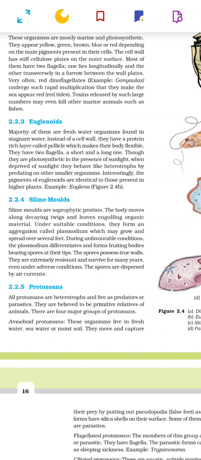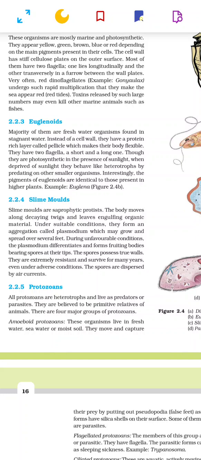2.2.4 Slime molds. Slime molds are saprophytic protists. The body moves along decaying twigs and leaves, engulfing organic material. Under suitable conditions, they form an aggregation called plasmodium, which may grow and spread over several feet. During unfavorable conditions, the plasmodium differentiates and forms fruiting bodies, bearing spores at their tips. The spores possess true walls. They are extremely resistant and survive for many years, even under adverse conditions. The spores are dispersed by air currents.